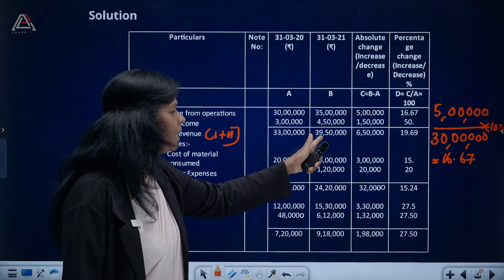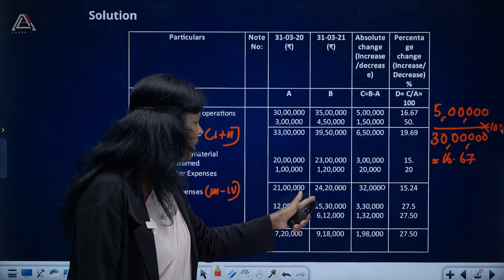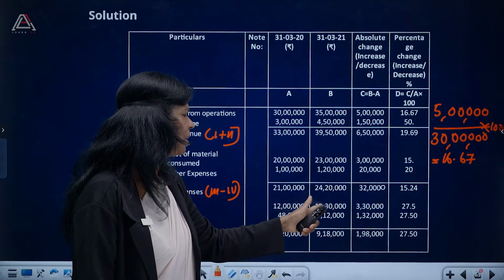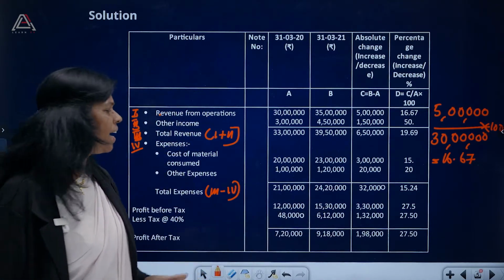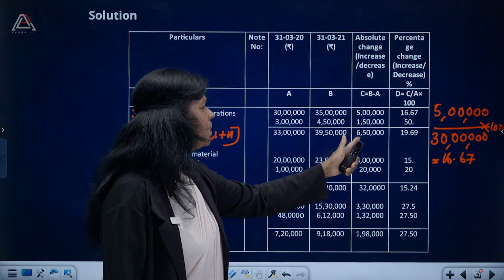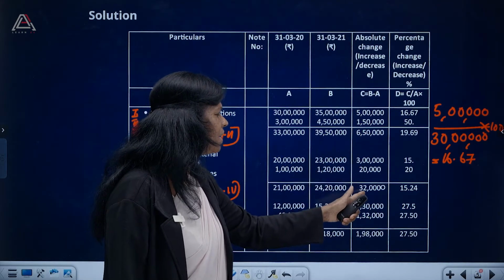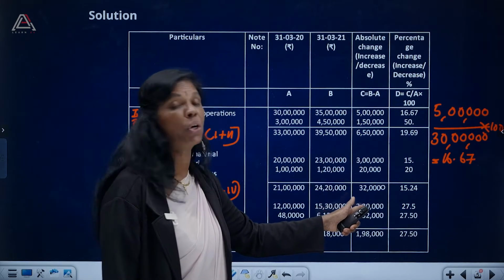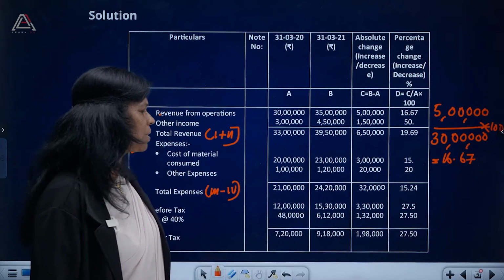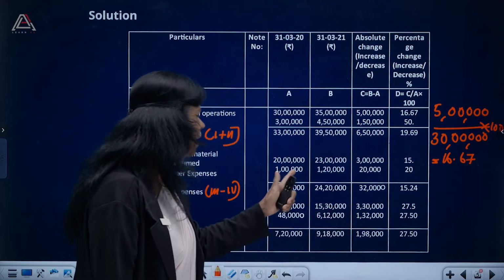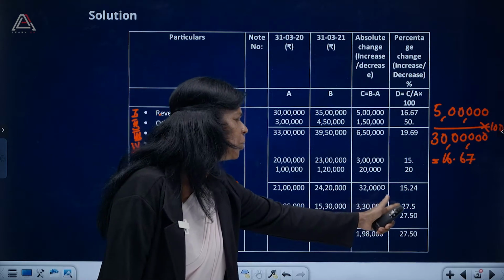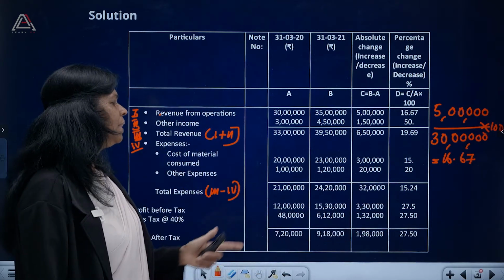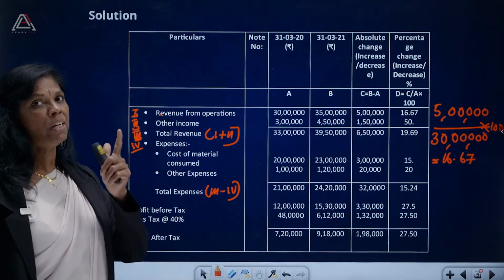Here 39 lakh 50,000 minus 24 lakh 20,000 is equal to 15 lakh 30,000. Then 6 lakh 50,000 minus 3 lakh 20,000 is equal to 3 lakh 30,000. Then 3 lakh 30,000 divided by 12 lakh is equal to 27.5. Then this is the fourth item. Have you understood this step?